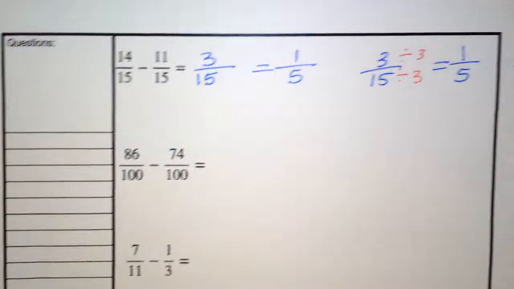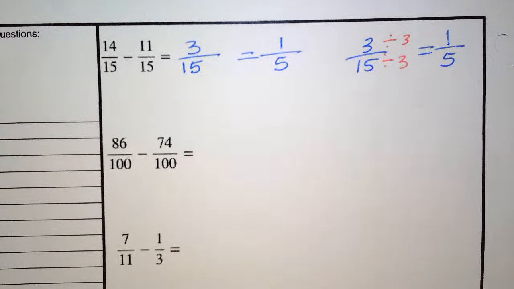Okay, I went ahead and wrote it all out in case you did not catch what I was saying. You're going to divide: 3 divided by 3 is 1, 15 divided by 3 is 5. It simplifies to 1/5.